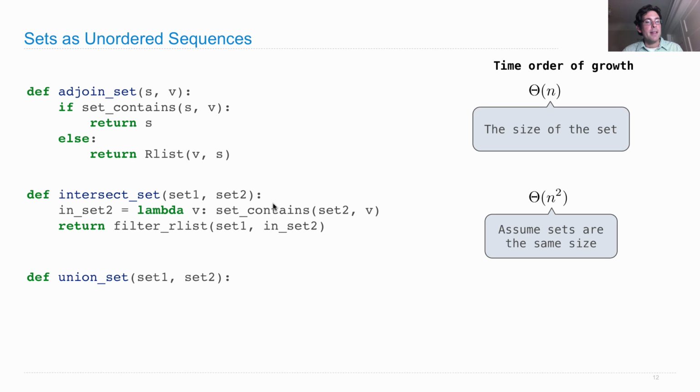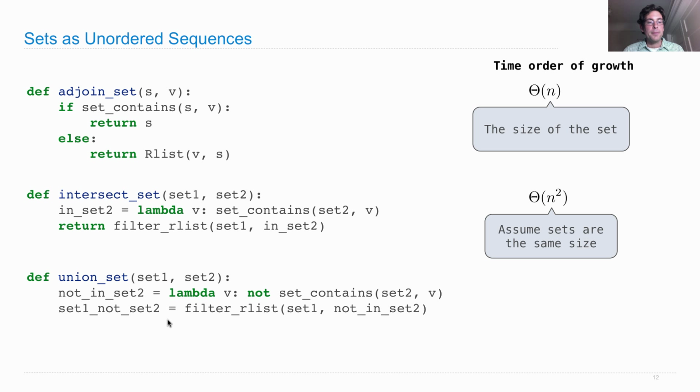The implementation of union set, we'll take set 1 and set 2, comes up with a function, which is true if some value is not in set 2. Now, why do we want that? Well, we want to create a set that's got all the elements of set 2, as well as all the elements that are in set 1, but not in set 2. So we can get the elements that are in set 1 but not in set 2 by filtering set 1 with this function that checks whether things are not in set 2. And then we can combine all the elements in this set 1 but not set 2 set and set 2 itself. This is also theta n squared.